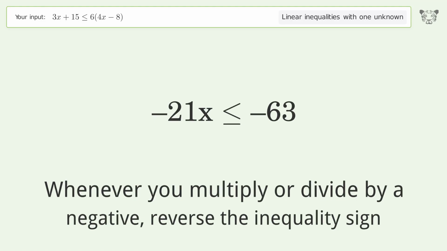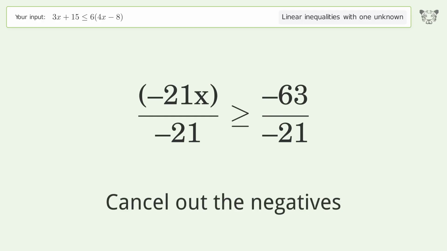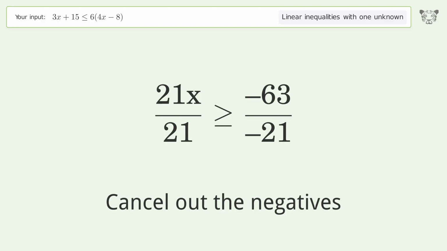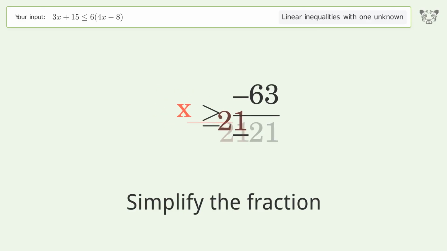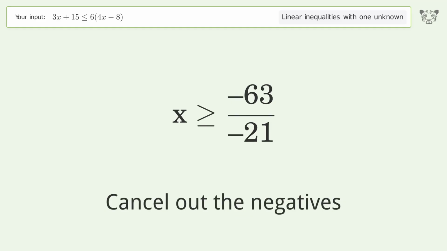Whenever you multiply or divide by a negative, reverse the inequality sign. Cancel out the negatives. Simplify the fraction. Cancel out the negatives.